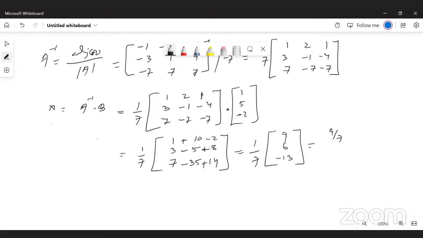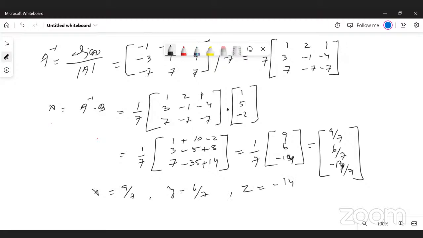The difference is minus 14. So the answers are 9/7, 6/7, and minus 13/7. If you do the thing systematically, then what is the value of x? X becomes 9/7. Y becomes 6/7. Z becomes minus 14/7, that is Z becomes -2. So this is the way to solve it.